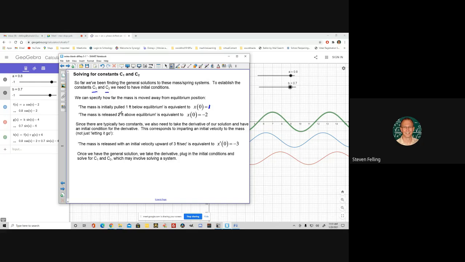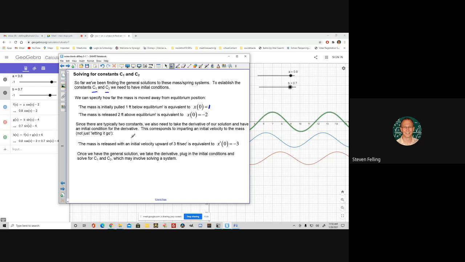Or we might say the mass is released 2 feet above the equilibrium, so we push the spring upward and then release it. That means we're adding an initial negative displacement, so at t equals 0, x is negative 2. Since there's a second constant, we usually also have to have information about the derivative. That means not only are we pulling the spring and releasing it, but maybe we're actually throwing the mass, so it has additional velocity besides what the spring is imparting.